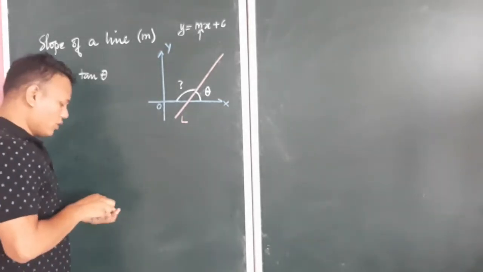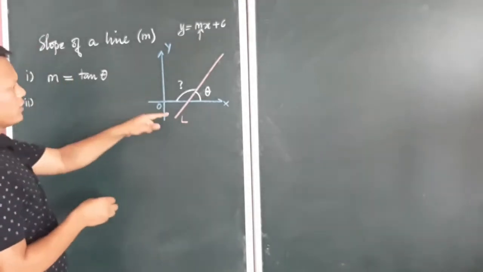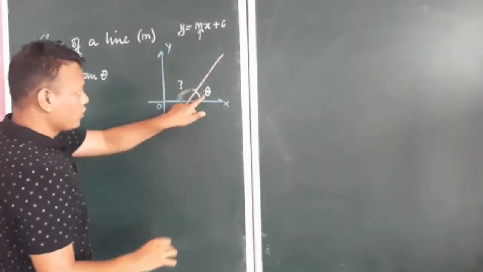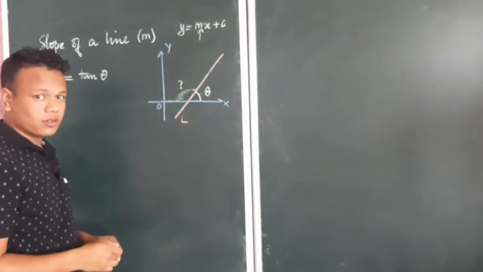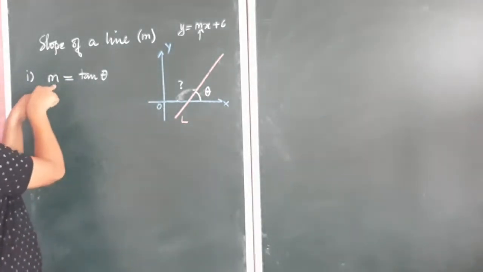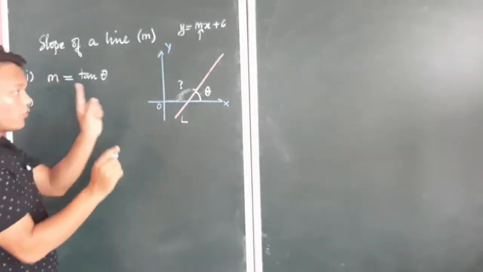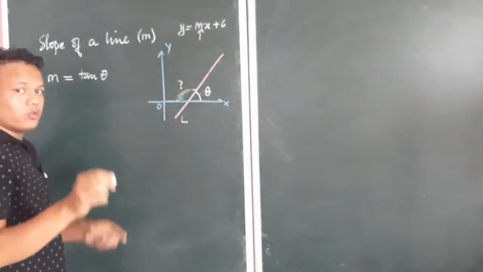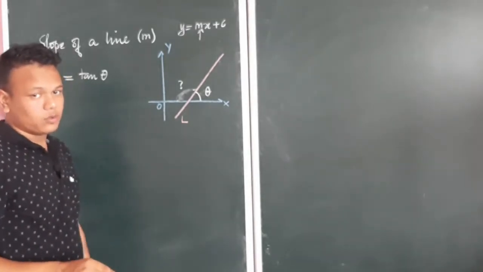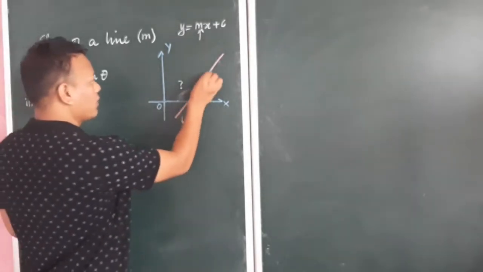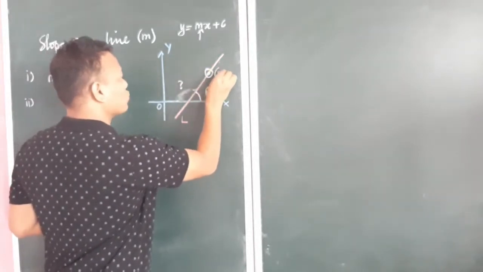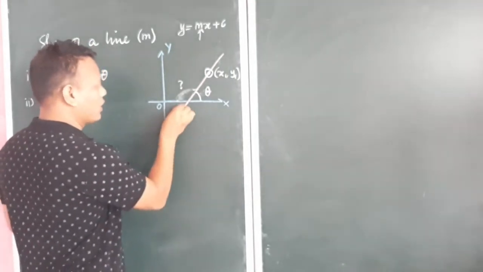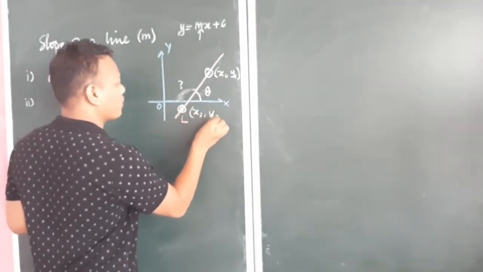Now the second formula for calculating the slope of a line. Suppose you are not given theta. If you are given theta, then only you are able to calculate m. But if you are not given theta, then how do you calculate? At that time, two coordinates have to be given through which the line is passing. For example, let me call this coordinate x1, y1, and let me take this coordinate x2, y2.